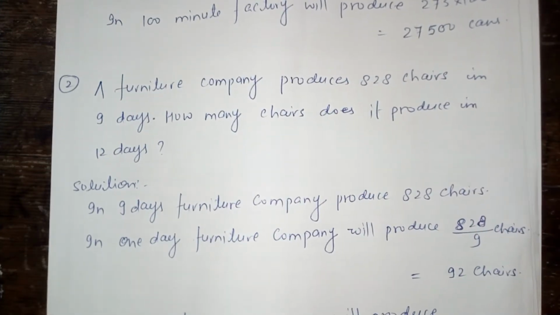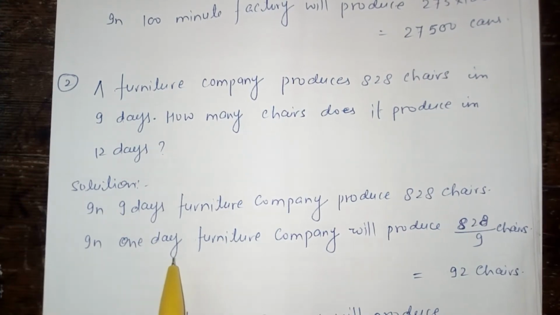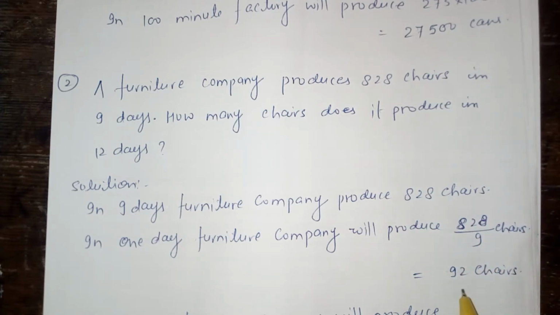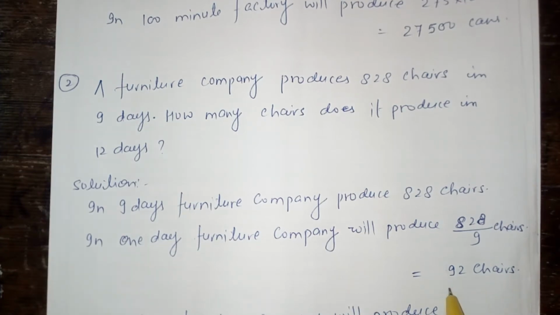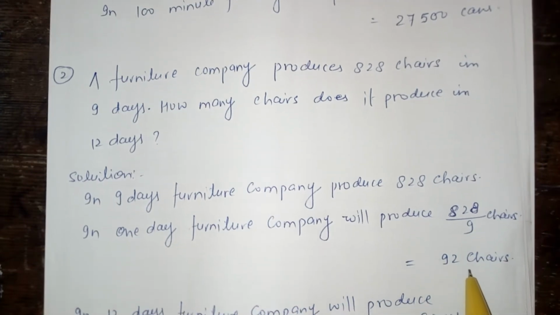The meaning is, when you find out the value of 1 unit, we apply the division procedure. So in this step I will apply the division procedure: 828 upon 9 chairs. After division you will get 92 chairs. So the company will produce 92 chairs in 1 day.